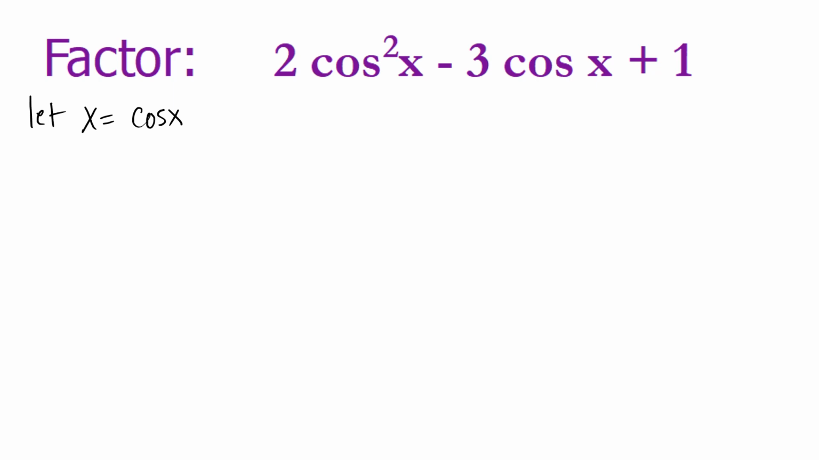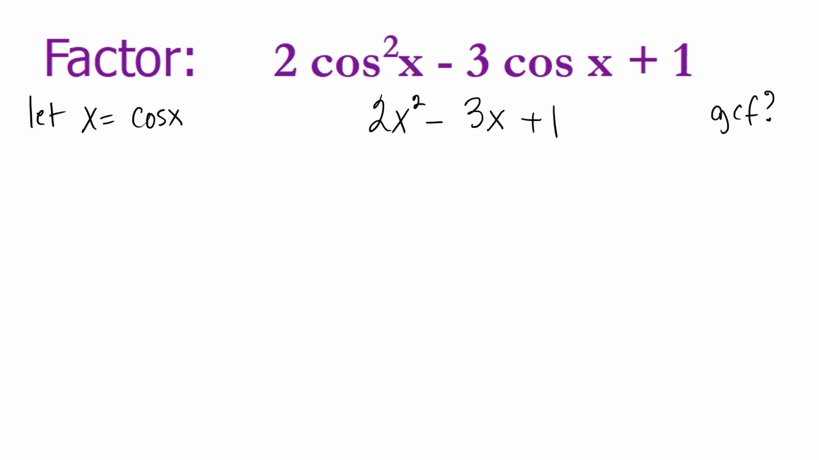So I'm first going to replace all the cosines with x, and then we'll check for a GCF. Cosine equals x, so 2 cosine squared of x would be 2x squared, minus 3 cosine of x would be minus 3x, and plus 1 stays as is. Okay, now check for a GCF.